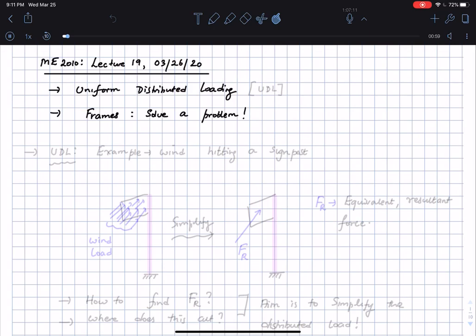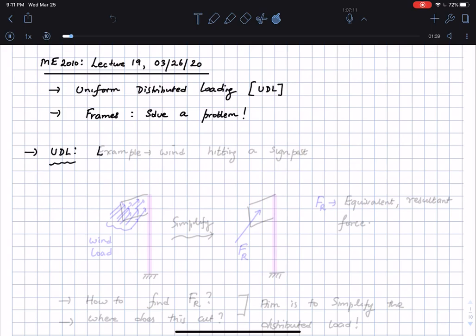Uniform distributed loading, as we looked at towards the end of lecture last time, this is the most general form of loading that can happen on a body. But then the loading is complicated, so we want to take a uniformly distributed load and reduce it to a single equivalent force or a single resultant force. Okay, so I want to make a couple of key points about this one. The shorthand notation is UDL for us.